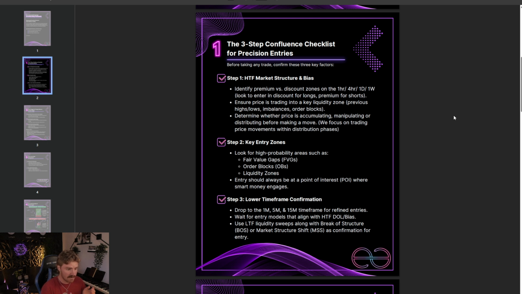Where is price targeting? And then we're making sure that we have key entry zones, right? High probability fair value gaps, order blocks, liquidity zones. We're looking for those internal sweeps of liquidity and points of interest, okay? During the macros, for the most part, is when we want to trade.